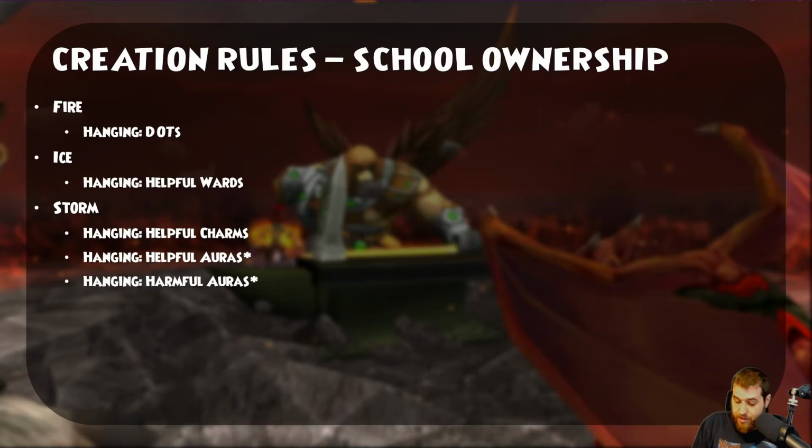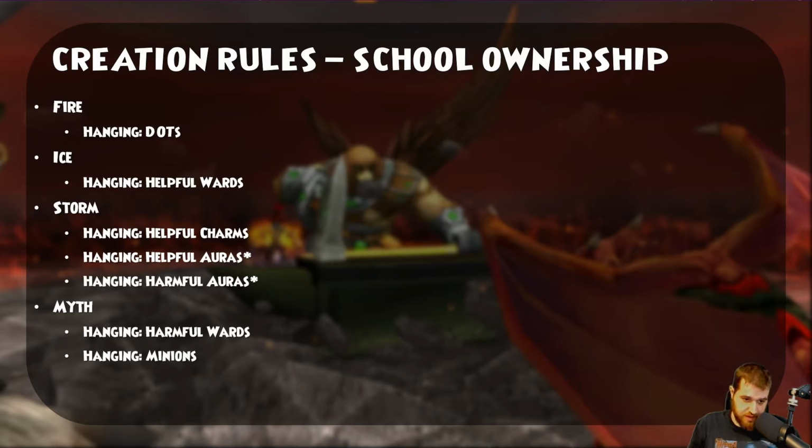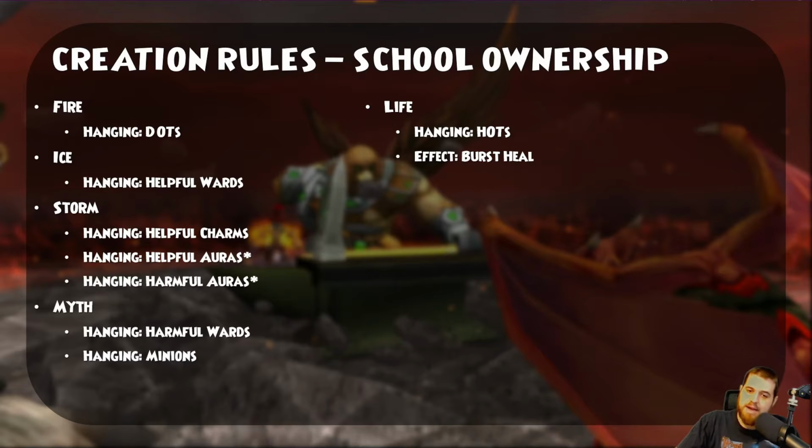The ones that are on your opponent. Myth owns harmful wards like traps and minions, which are coming out shortly. Life owns healing over times and burst healing. You can see most of these are hanging effects.